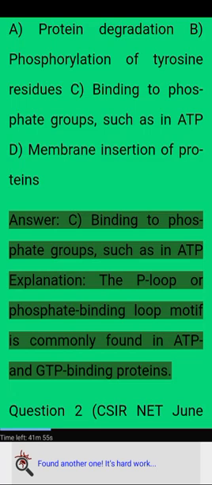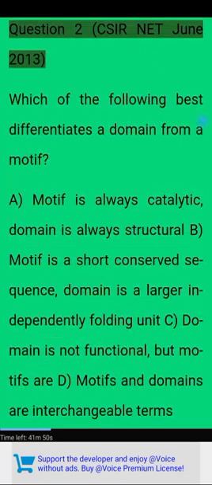Answer. C. Binding to phosphate groups, such as in ATP. Explanation. The P-loop or phosphate binding loop motif is commonly found in ATP and GTP binding proteins. Question 2. CSIR NET June 2013.